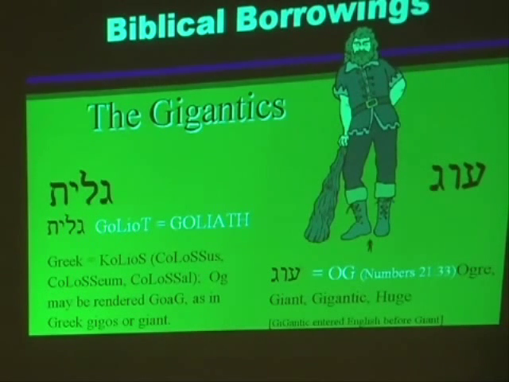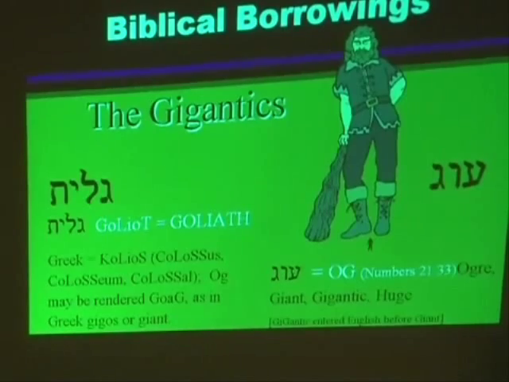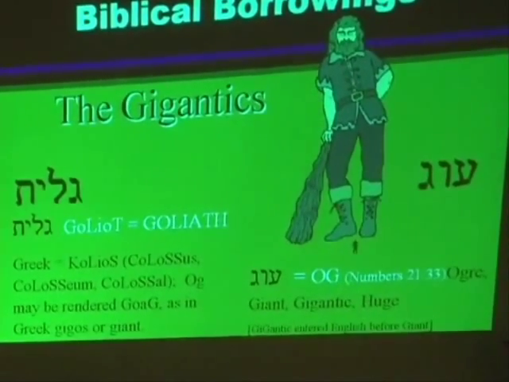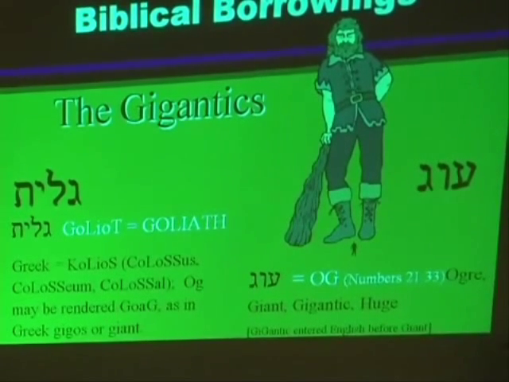Goliath. Look at the word Goliath. There is a word colossus that possibly comes from this word, Goliath, meaning a giant, a tall person. Same thing with Og. Og appearing in the words huge, ogre.